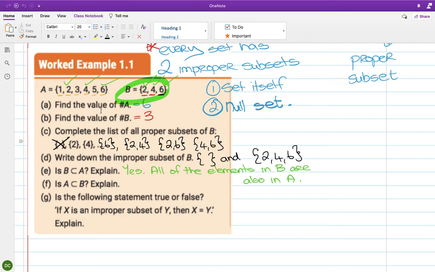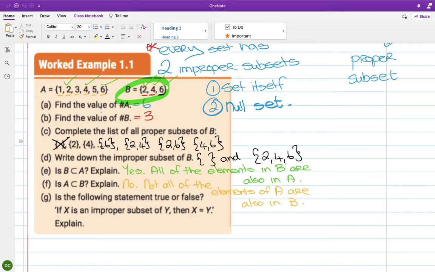Is A a subset of B? Hopefully we know that already. No, because not all of the elements of A are also in B. So 2 is in A and it's also in B. 4 is in A and it's also in B. And 6 is in A and it's also in B. But 1 isn't in B. 3 isn't in B. And 5 isn't in B. So it's not a subset.